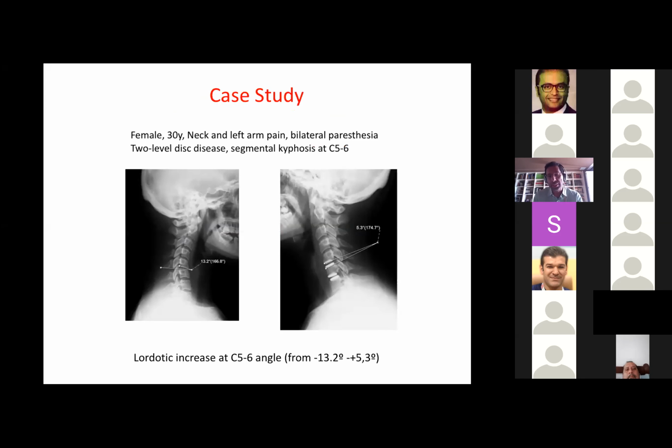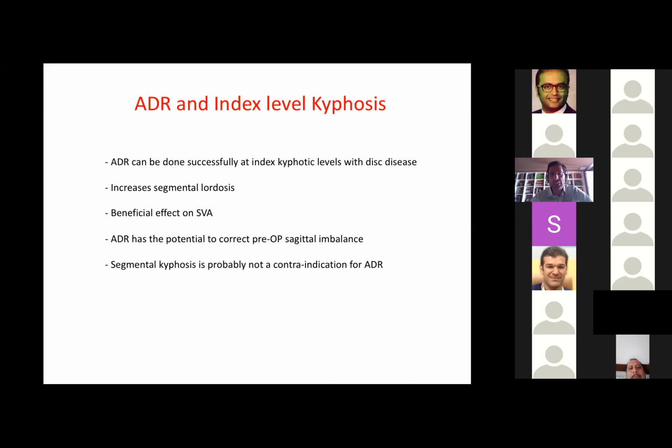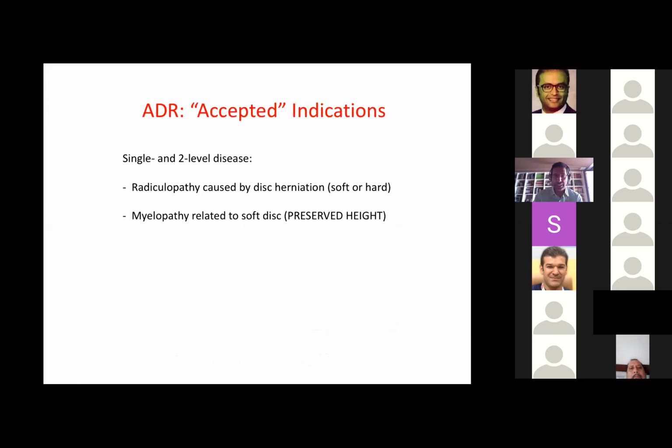I show you here a case, a 30-year-old female with neck and left arm pain, bilateral paresthesia, and disc disease, with this important segmental kyphosis that was not only due to pain, it was long lasting. And you see the result, from minus 13.2 to plus 5.3 degrees. So increasing segmental lordosis in selected cases might have a good side beneficial effect on SVA.